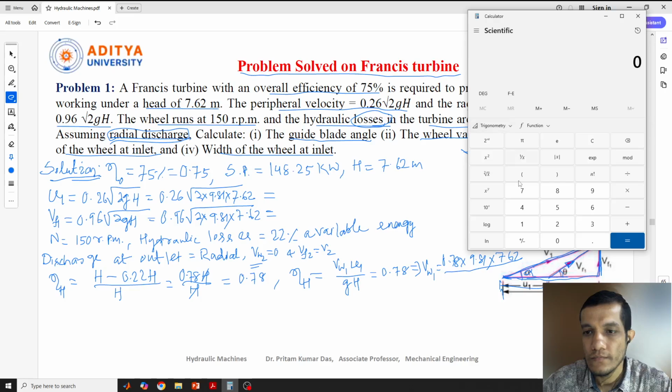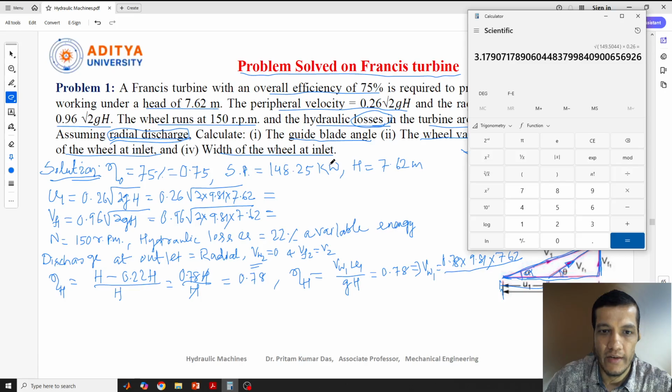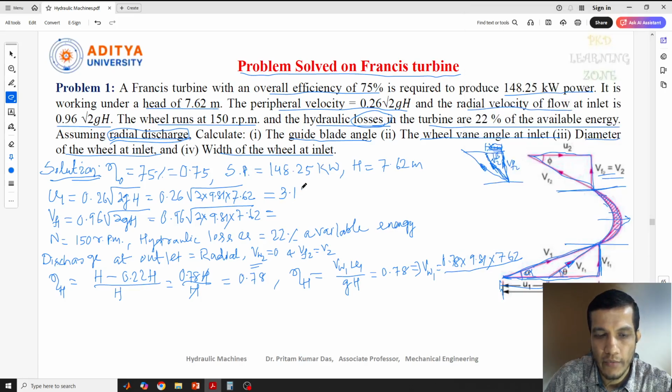So we'll calculate the value of U1: root over 2 into 9.81 into 7.62, multiplied by 0.26, gives 3.179. We can write this as 3.18 meter per second. So the same thing I can write here, U1 is 3.18. We need to find all these terms, VF1, VW1, U1, so that we can calculate the angles alpha and theta.